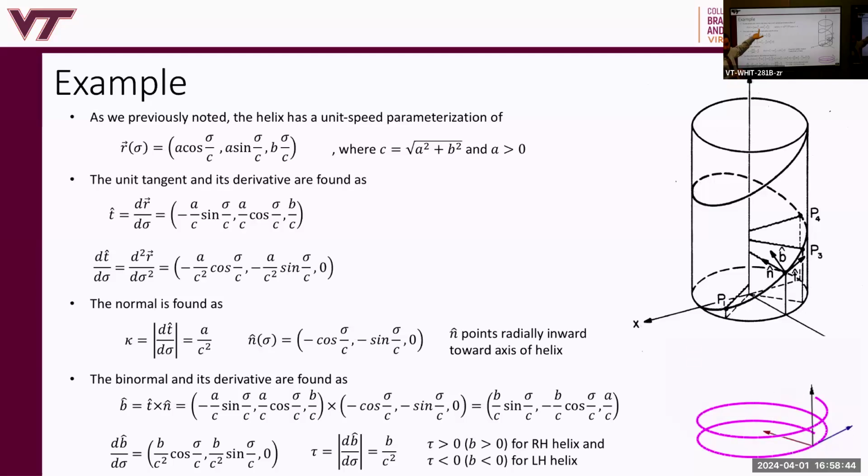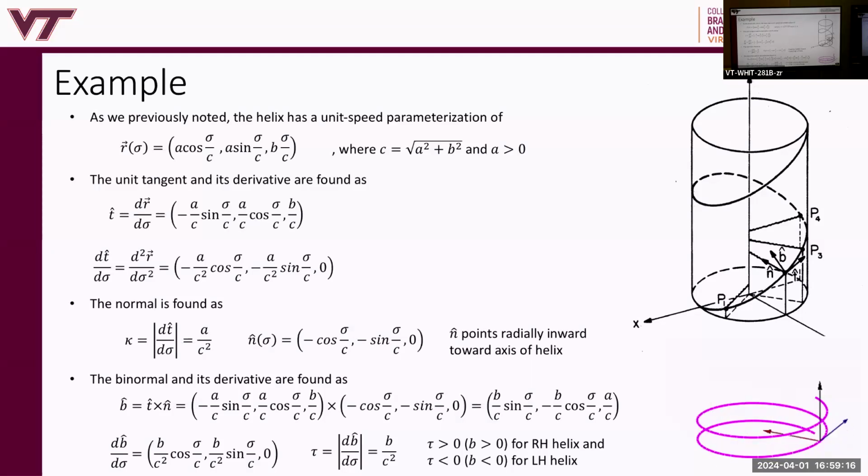We divided out its velocity, which in this case, the helix has a constant velocity around the curve, but normally the velocity is a function of the parameterization, right? In this case, it won't be a function of the parameter sigma, right? So it's a unit speed curve. So anyway, we divide by the velocity, which is the same for all points on the curve. We get a cosine sigma by c, a sine sigma by c, and b sigma by c, where c is equal to the square root of a squared plus b squared, and a has to be greater than 0.